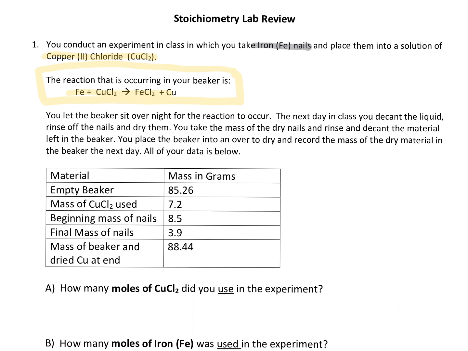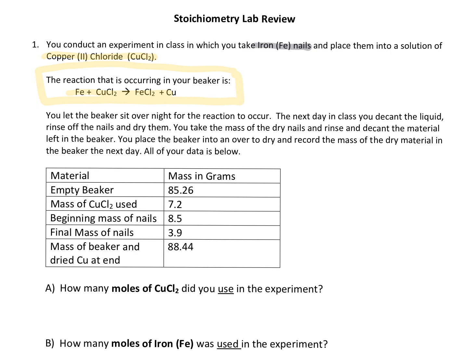And so if we look at the data table down here, we can see the same exact kind of data that we collected in class. We've got an empty beaker, so that we can subtract the mass of the empty beaker from the mass when we have the dried copper at the end. When we look at the difference between these two, we can figure out how much copper we had as a product in our beaker. We also needed to record how much copper chloride we used. We also recorded the beginning mass of our nails as well as the ending mass of our nails.